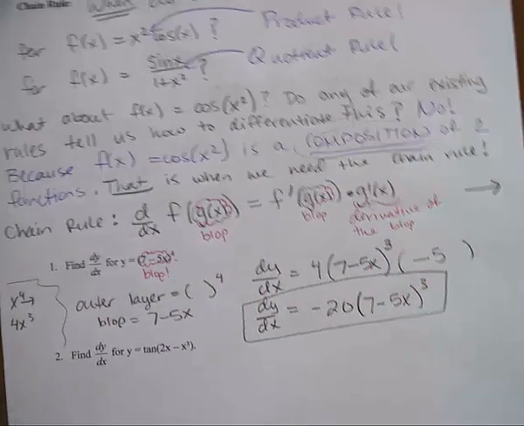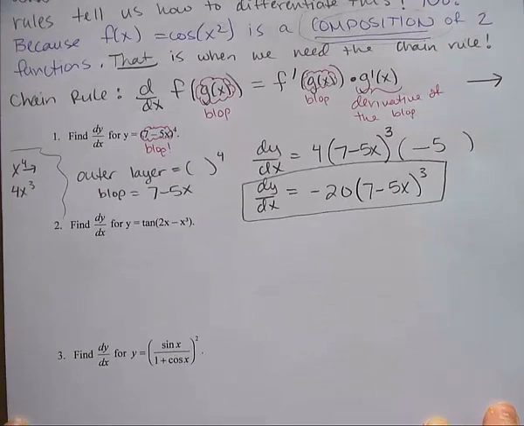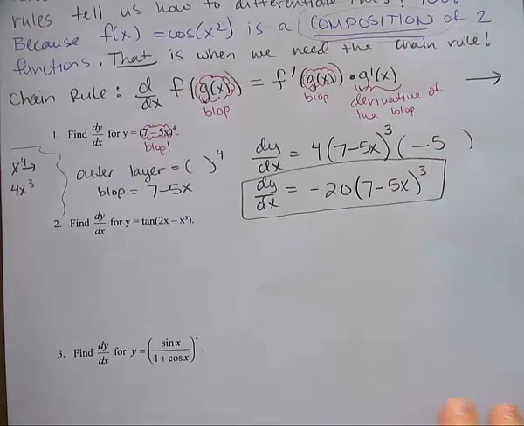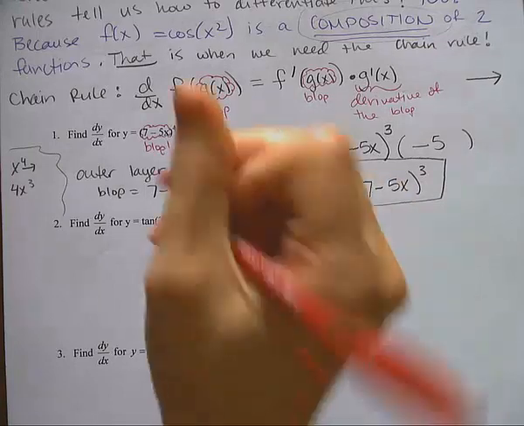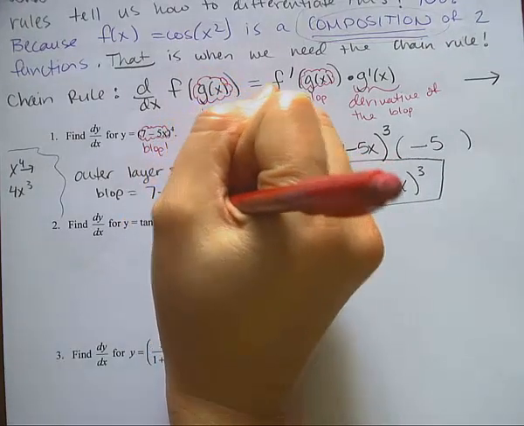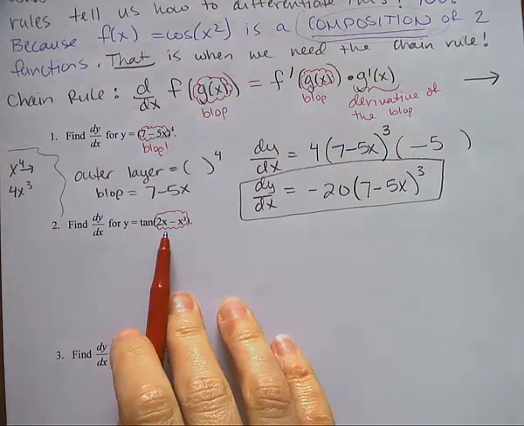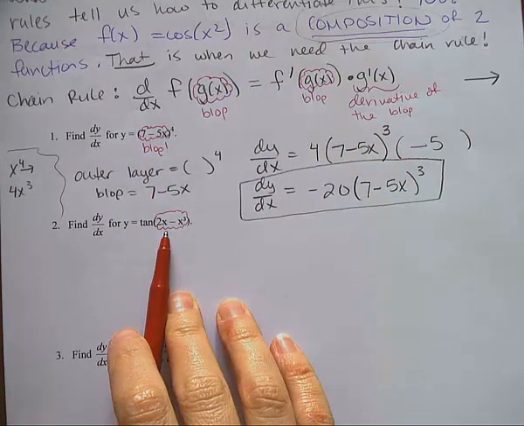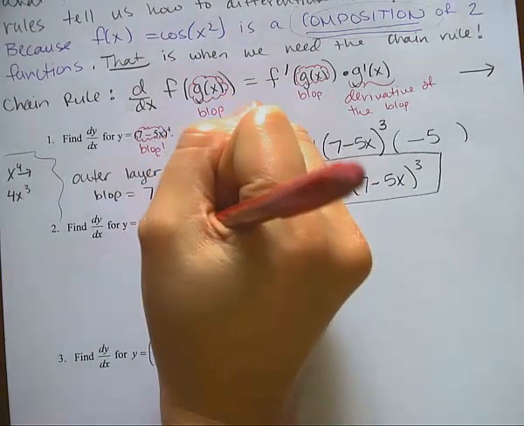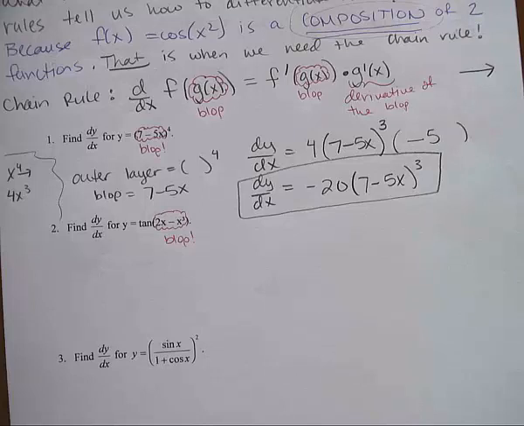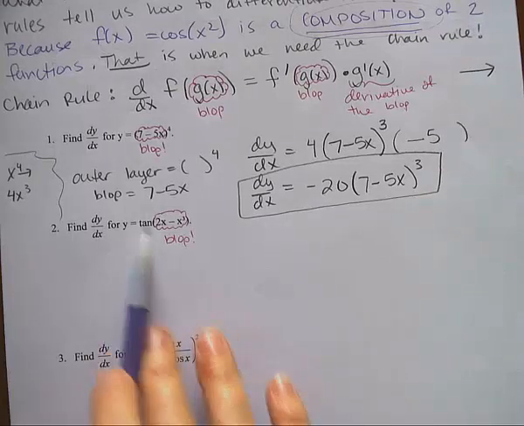Okay, then we'll try a little bit harder of an example. The hard part, I think, is just recognizing what's on the outside and what's on the inside. So in this scenario, I guess you could say the BLOP will be the argument of the function. That's how you could think of it, the inside of the function. And then when I say the function, I'm referring to whatever the outer layer is.